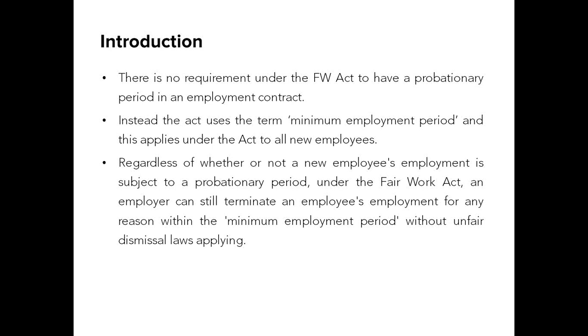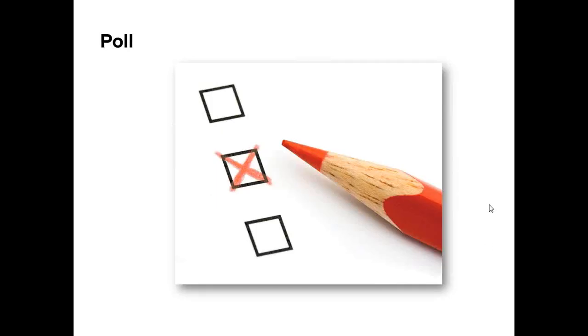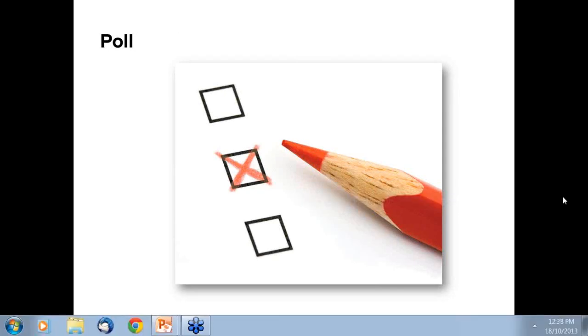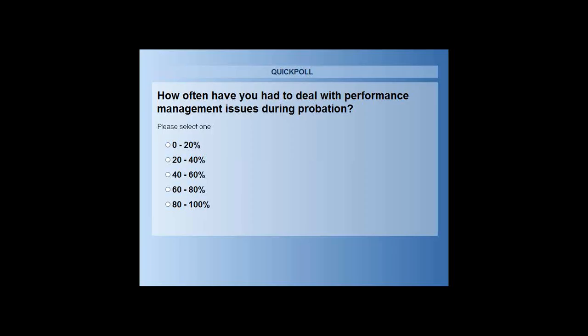But before we do, let's see who we've got in the room with us today. We'll run a quick poll that you will see on your screen in just a minute. How often have you had to deal with performance management issues during probation? You will have the options there of 0 to 20%, 20 to 40%, 40 to 60, 60 to 80, or 80 to 100. And we're just waiting for a few more votes to come in. So far, we've got between 0 and 20, Michael, and between 40 and 60 is a dead heat at the moment.